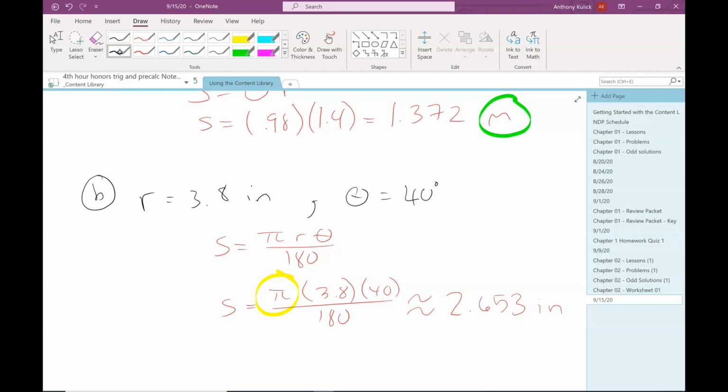Is everybody okay there? And if I gave you like the arc length and the angle measure and asked you to find like the radius, you'd be able to do that, right? It's just a little bit of extra algebra to rearrange your equation, but that should be pretty easy. Okay.